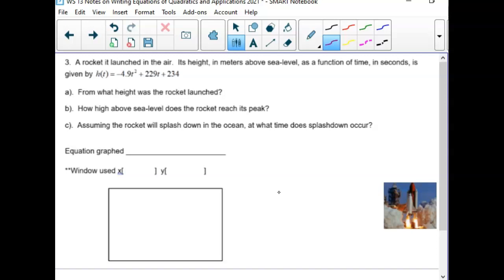Negative 4.9. The reason it's 4.9 and not 16 is because this question is in meters and not feet. Plus 229x plus 234. How does our window of 400 help? Does it work or not? Ooh. Not even close. Okay, so 10 seconds, it isn't showing mine coming back down either. Is yours coming back down?